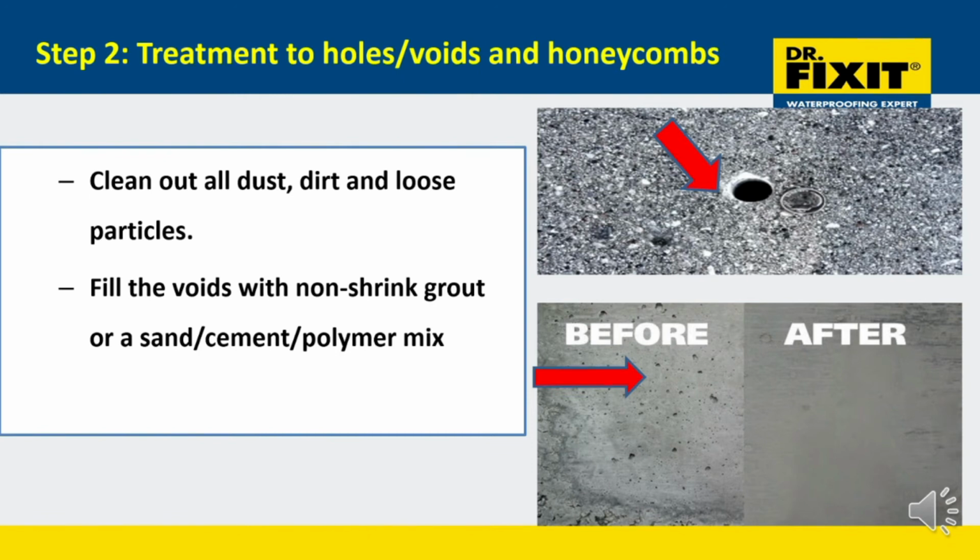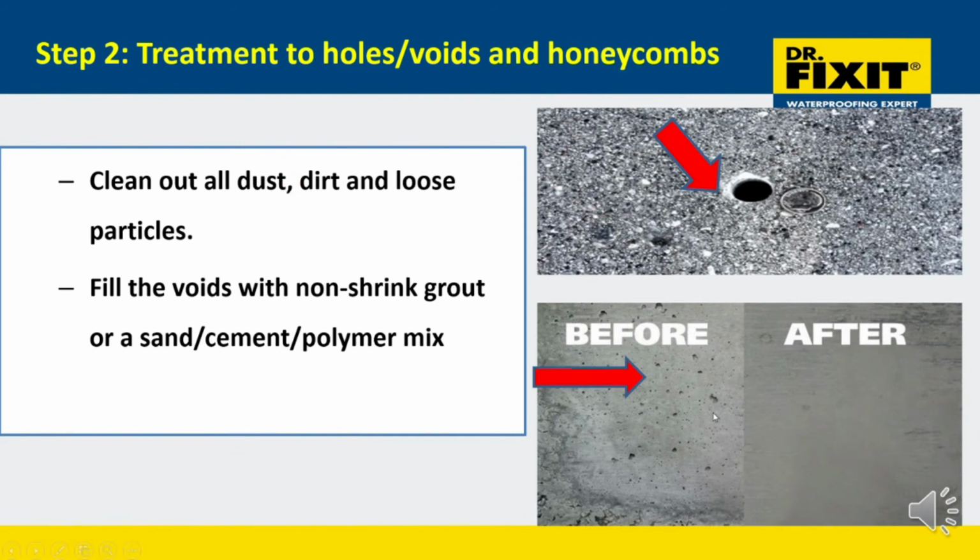Step two: treatment of holes, voids and honeycombing. If you see, this is honeycombing and there are the holes. These are very important to treat, because if you do not treat them, the water will penetrate and cause a leakage problem. So first of all, the process is: clean out all the dust and loose particles, and fill the voids with non-shrink grout or sand, cement or polymer mortar mix with the help of URP. This is very important for the treatment of such surfaces.